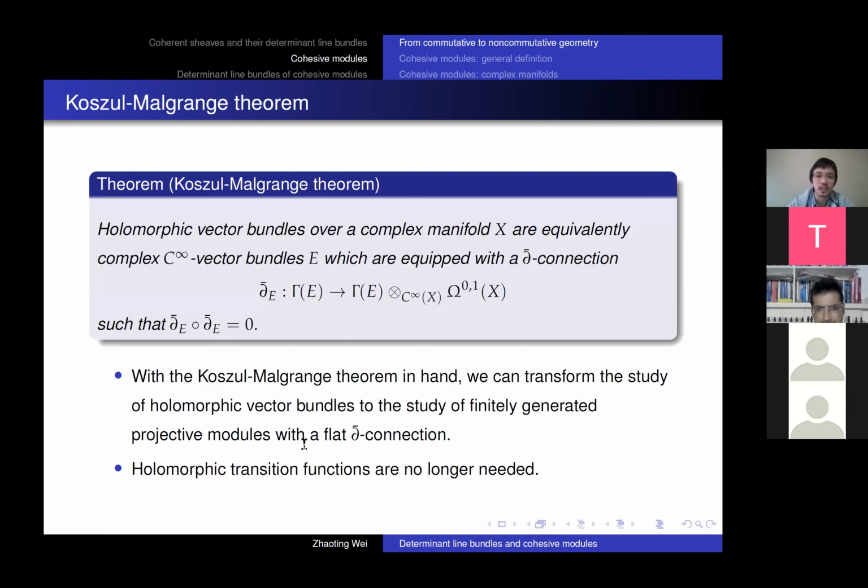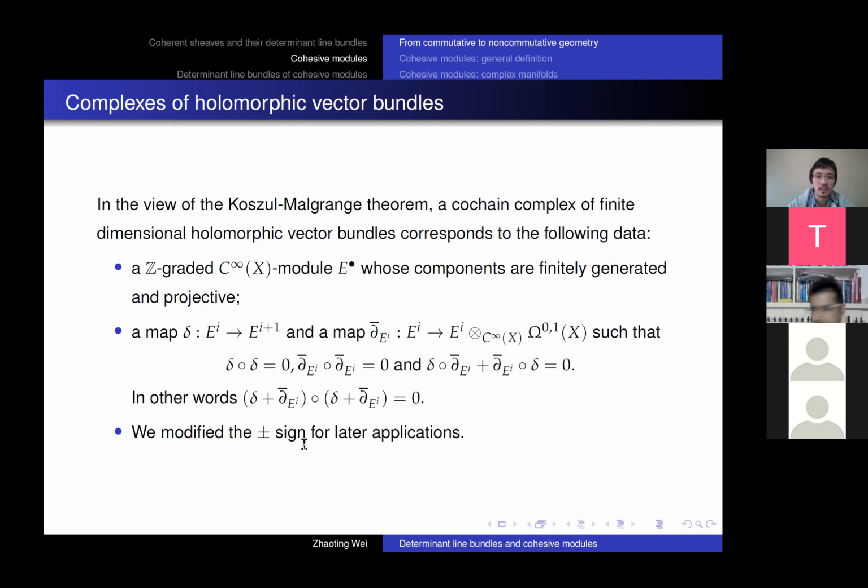The Koszul-Malgrange theorem is for a single holomorphic vector bundle. And if we're talking about complexes of holomorphic vector bundles, then we see that it is also quite straightforward. A complex of holomorphic vector bundles corresponds to the following data. First, a Z-graded C infinity X modules, which are bounded and finitely generated projective. And we have a D-bar connection on each component, and we have a map delta, which is the differential of the complex, such that they are compatible.